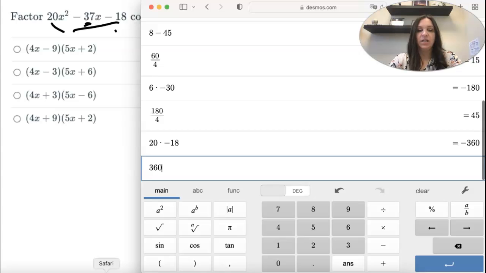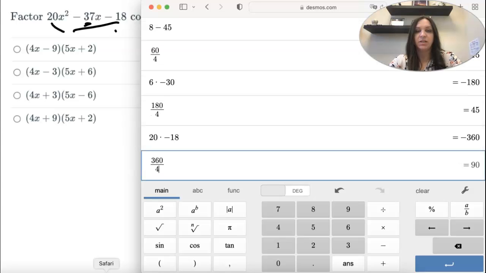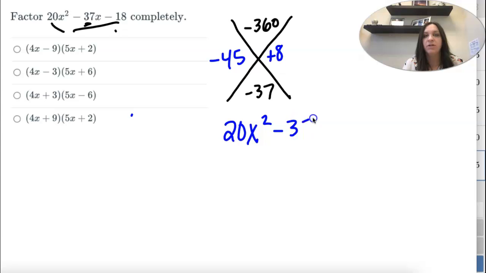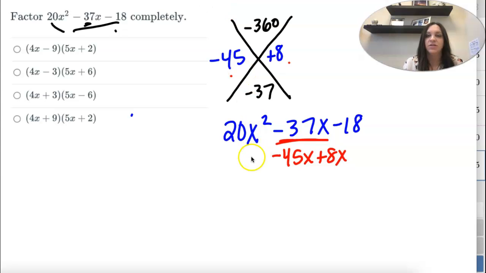So 360, and I want two numbers that add or subtract to 37. There we go. 45 and 8. So negative 45 plus 8 is negative 37. Negative 45 times 8 is negative 360. So if I have my original, I'm rewriting the middle term using my new numbers. So minus 45x plus 8x, and then the 20x squared, and the minus 18 stay.